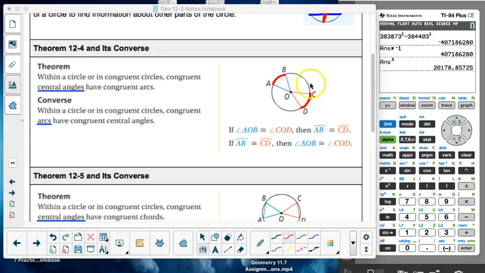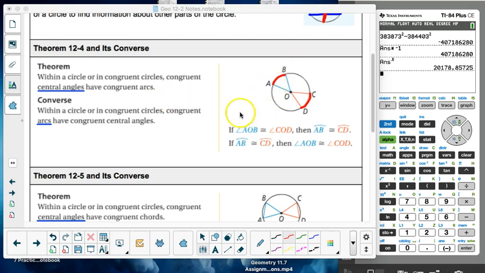You've got to remember that these arcs have an angle measure. They're the same measure as the central angle that intercepts them. The central angle is the angle whose vertex is at the center of the circle. So within a circle or in congruent circles, congruent central angles have congruent arcs. So we've got that going on.